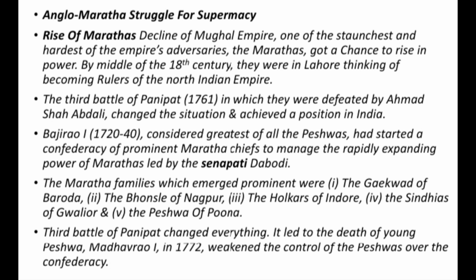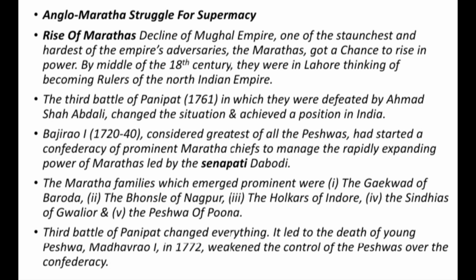Under the arrangement of the Maratha confederacy, each prominent family under a chief was assigned a sphere of influence, which he was supposed to conquer and rule. Under the Maratha King Sahu, the Maratha families which emerged prominent were the Gaekwad of Baroda, the Bhonsle of Nagpur, the Holkars of Indore, the Sindhias of Gwalior, and the Peshwa of Pune. It worked cordially, but the third Battle of Panipat, 1761, changed everything.